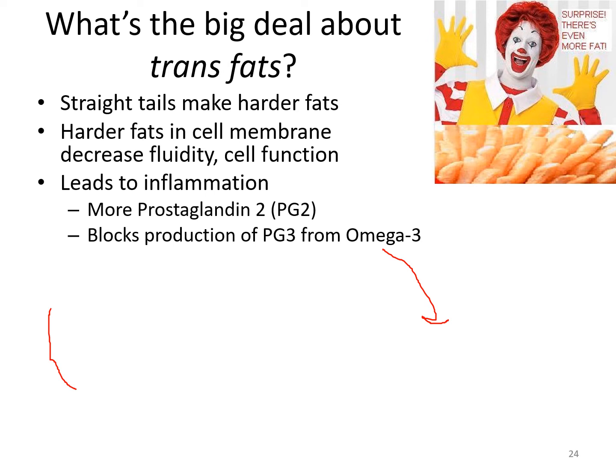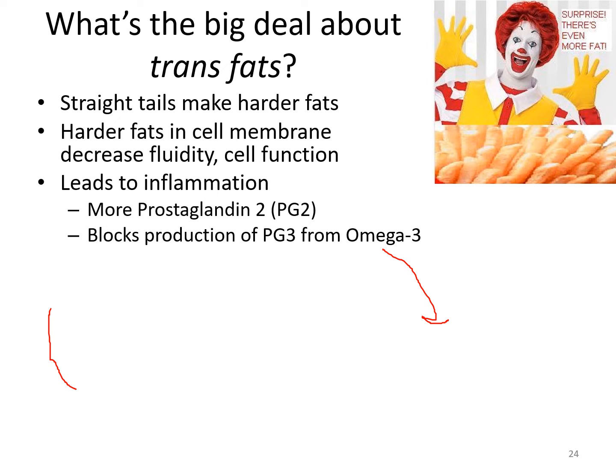Beyond that, the trans fats in particular are pro-inflammatory, right? So you might remember that animal fats also have straight tails, right? So like, why are trans fats any different than that, right? Why do they get such a bad reputation? Well, trans fats in particular lead to the production of more prostaglandin 2, one of those eicosanoids that happens to be pro-inflammatory. So the more prostaglandin 2 that is in your body, the more inflammation you're going to experience throughout your body. Okay.